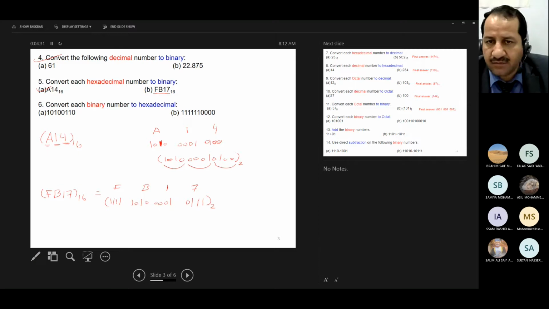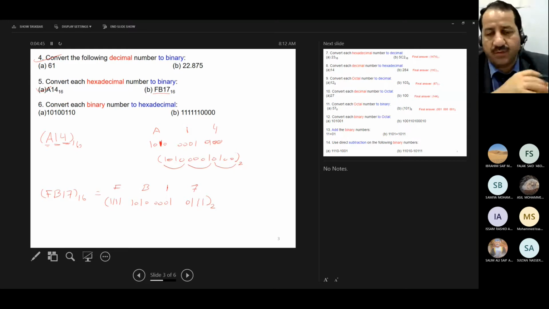Is it clear how we convert from hexa to binary? Clear? Yes, Doctor. So if we want to convert from hexa to binary, each digit is represented by how many bits? 4 bits. Excellent. Now, if he asked me to do the opposite, I mean, he gave me binary and wants me to get hexadecimal, what should I do? We will convert each 4 bits to a digit.